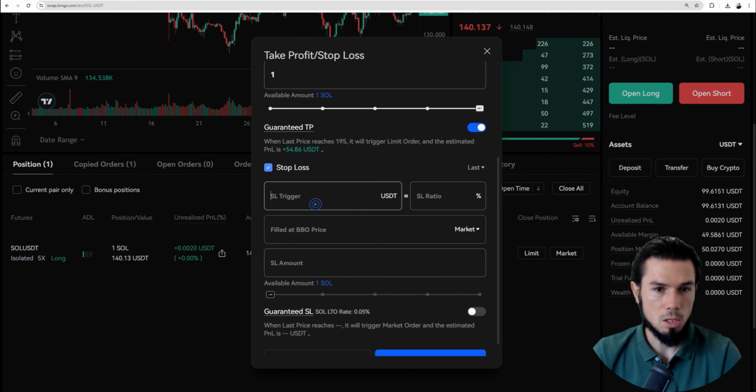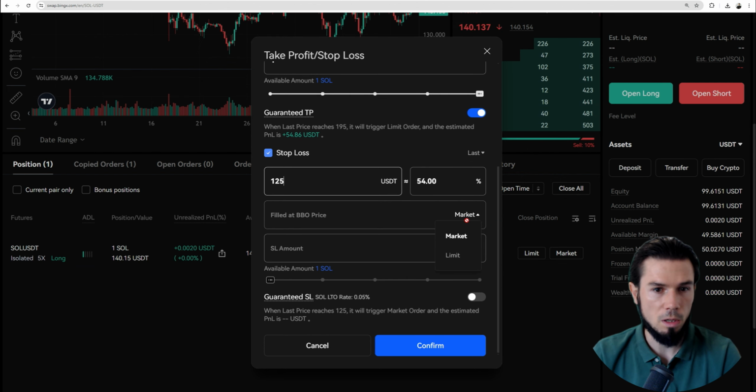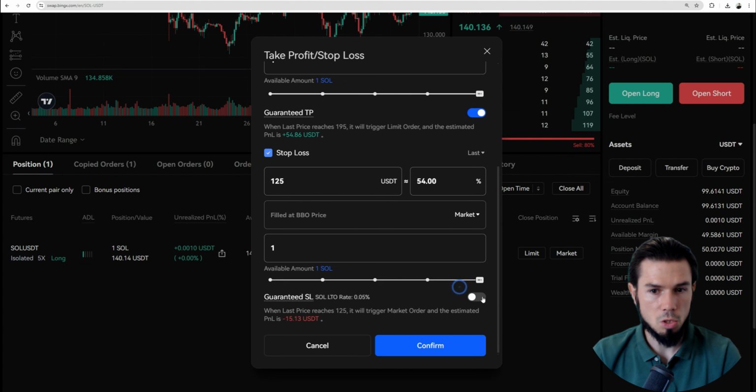As well, the stop loss. Well, what if the markets are going to 125? I'd like to get out of my trade, make sure it sits on a market order and it's never a limit order, filled on the best price of the market, and you want to go with a total size as well.